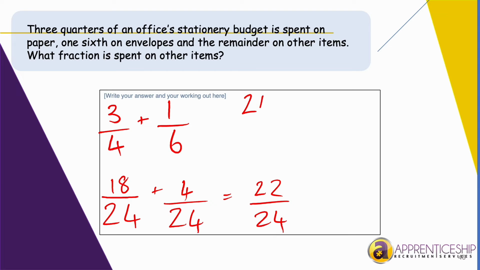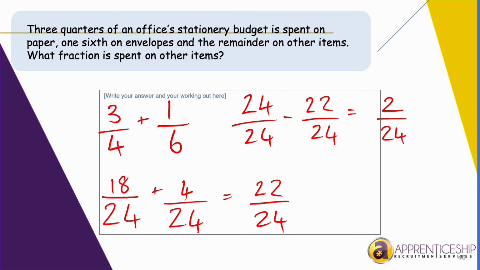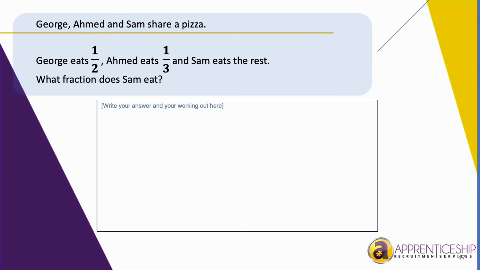So what is the remainder of the other items? So if it's a whole, it's 24 over 24. Take away 22 over 24, which is going to leave us 2 over 24. If it did say to simplify your answer, top and bottom is divisible by 2, which would be 1 over 12. So a 1/12 of the budget is spent on other items.